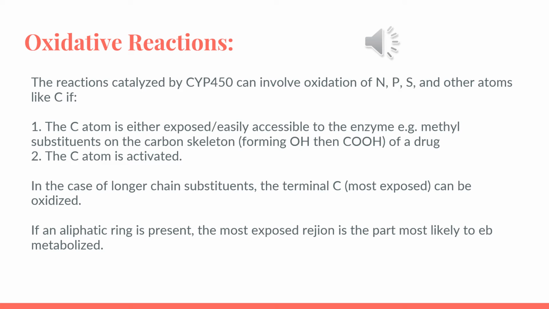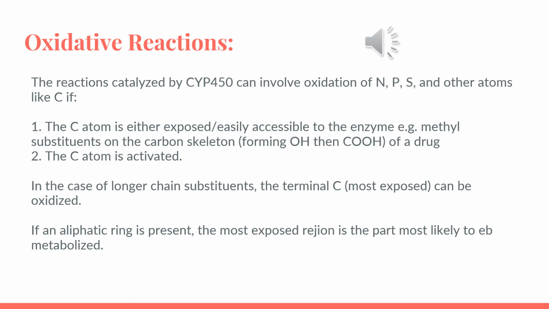For example, the methyl substituent on the carbon skeleton forms OH, then a carboxylic acid, meaning the carbon that had the OH, only one oxygen, the alcohol group, can be oxidized from an alcohol to a carboxylic acid, whereby we have an increase in the oxygen number of a drug.